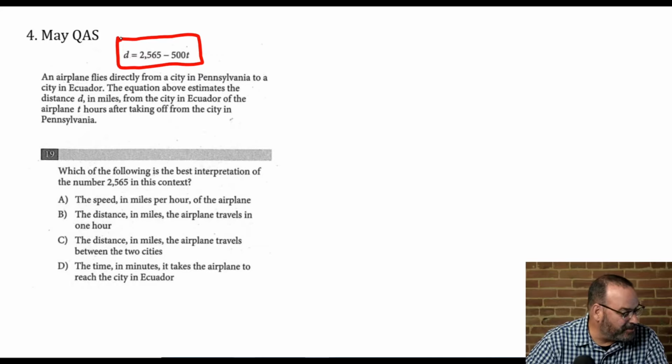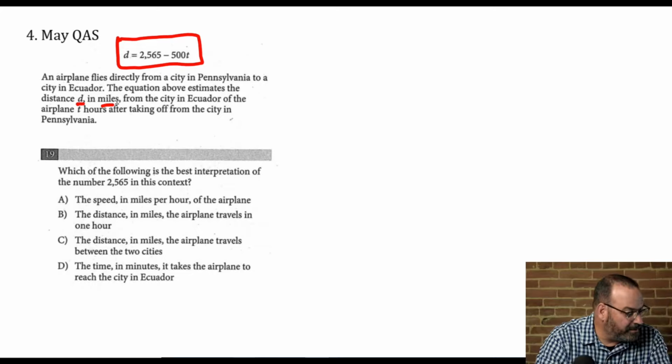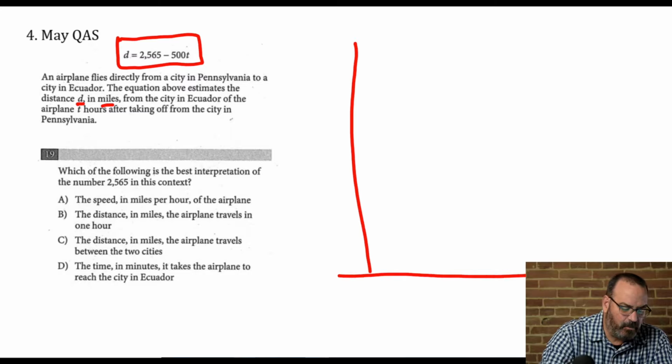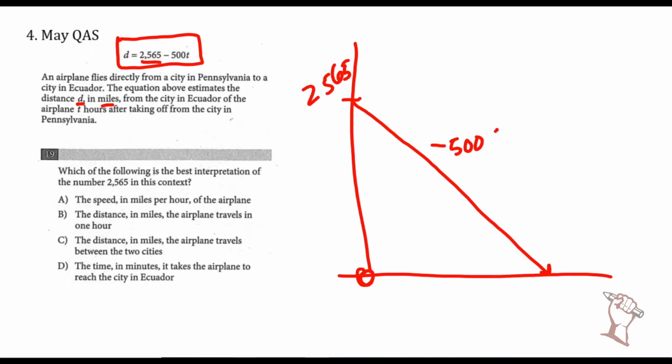Squirrel. The equation above estimates the distance d in miles from the city in Ecuador of the airplane t hours after taking off from the city in Pennsylvania. Let's draw a graph. So I have y equals mx plus b, and this is absolutely my y-intercept. So I'm 2,565 miles. I'm flying down to land in Ecuador, which is 0 miles, and my rate of change is 500 miles an hour. So this is minus 500 times my time.